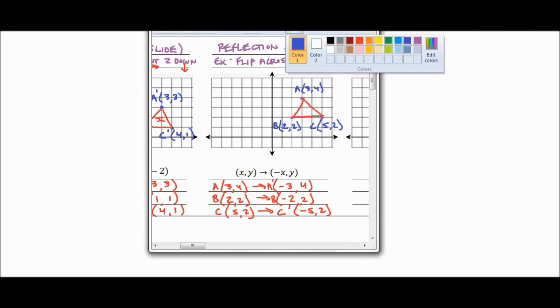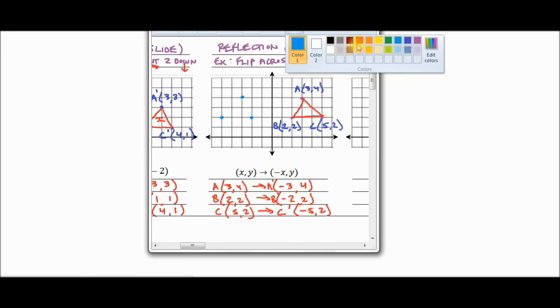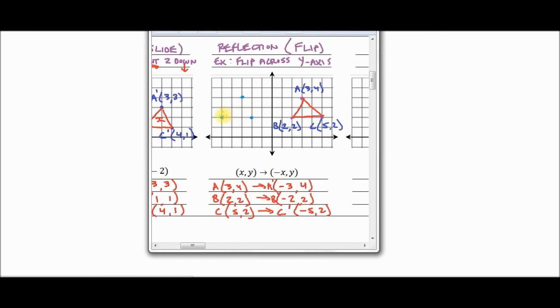So now let's pick another color here. So I've got A prime is now negative 3, 4. Negative 3, 1, 2, 3, 4. B is now negative 2, 2. C is now C prime, which is negative 5, 2. There's our new triangle. Let's go ahead and connect those points together.